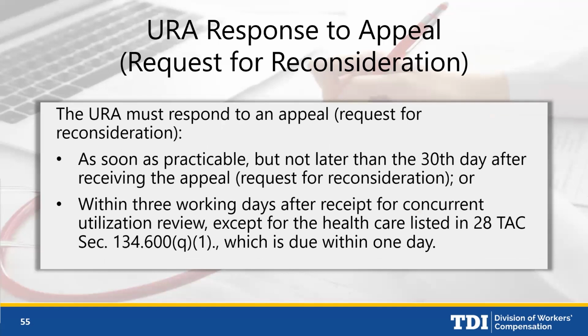Now the URA has the swing again, and they must respond to that appeal, your request for reconsideration. And they have, as soon as practicable, but not later than 30 days after receiving your appeal request, or if it's for concurrent review within 3 working days. So they have 30 days from there to respond to your appeal.